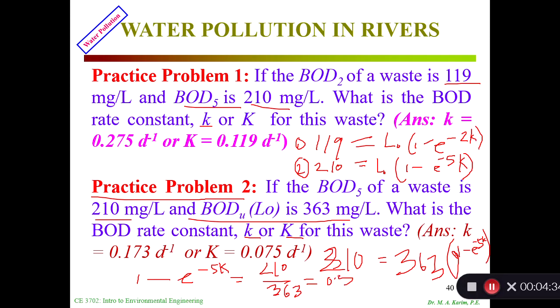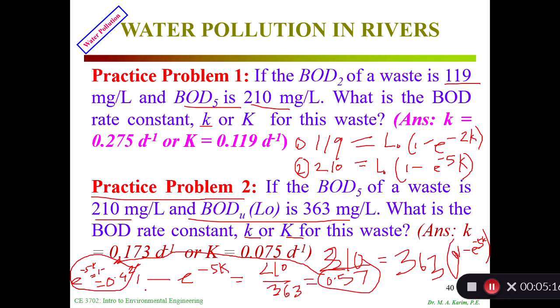Now what I can do here is e to the power minus 5k equals 1 minus this value, so this minus this value. This becomes 0.42, right? So my equation came out to be e to the power minus 5k equal to, say, 0.42. How can I solve it?